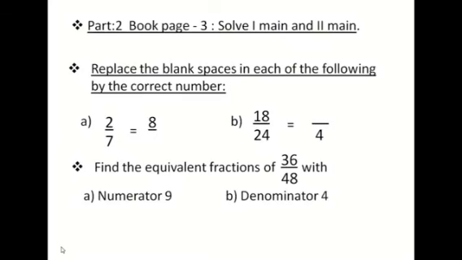We have started fractions also, and that is from your part 2 book. So in part 2 book, page number 3, you will solve first main and second main. You will do these two mains in the textbook itself. Use your pencil and fill it there. Next, replace the blank spaces in each of the following by correct number. So I have done this kind of sum. Please fill with correct answers. Next, find the equivalent fraction of 36 by 48 with numerator 9 and denominator 4. We have worked this kind of sums, so please follow and try to solve it. I will discuss all the answers in my next class.